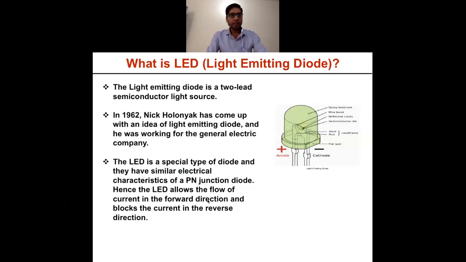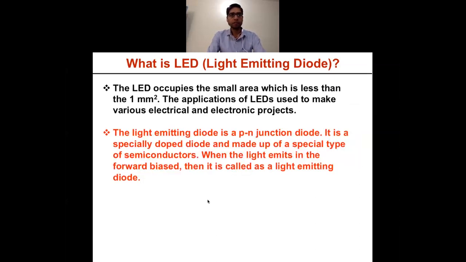The LED is a special type of diode, and it has similar electrical characteristics to a PN junction diode, as you already studied in your analog systems and applications course. So the LED allows the flow of current in the forward direction and blocks the current in the reverse direction. The LED occupies a very small area, less than 1 square millimeter, as you see in LED lights in the market or industry; you can imagine how small they are.